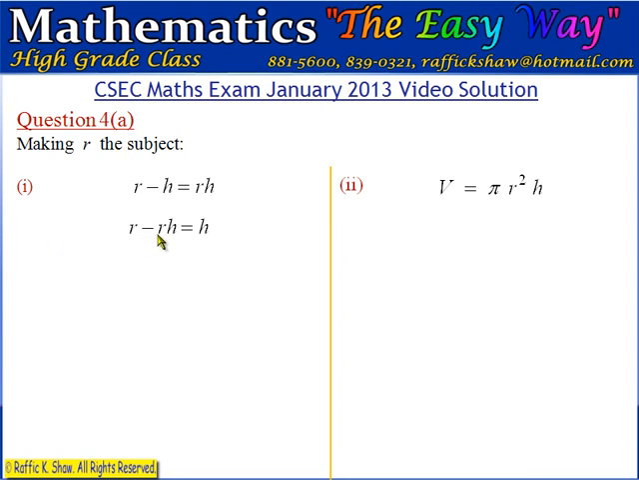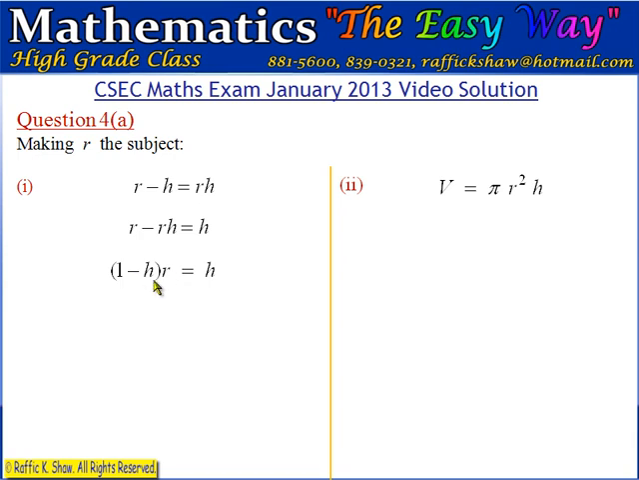And now we want to make R the subject, so we need to factorize R out of these two expressions, and when we do that we end up with 1 minus H multiplied by R. That's when we factorize R out of these two expressions. This is the result, and we have H on the right hand side.